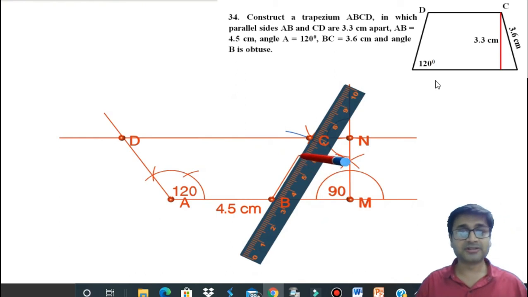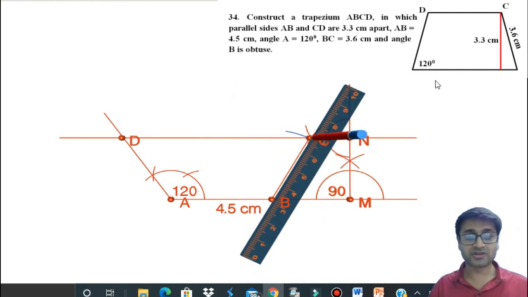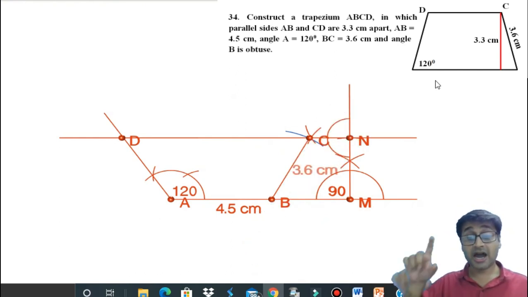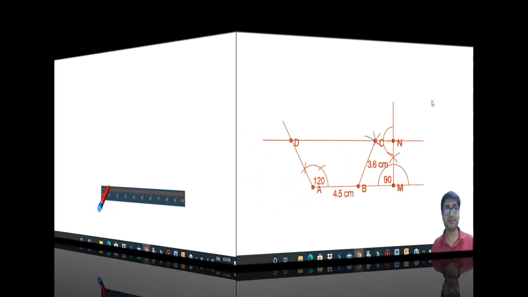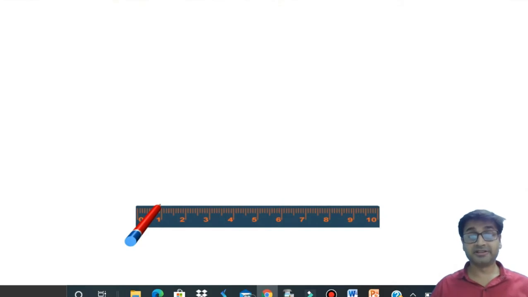How many of you enjoyed this sum? Wasn't it a brilliant question with ABCD trapezium, heights given to you 3.6, 3.3, BC 3.6 and A slightly different. I hope you definitely enjoyed this one. Great job. If you've copied, no problem, but try it again so that you're confident about it. Don't forget that.